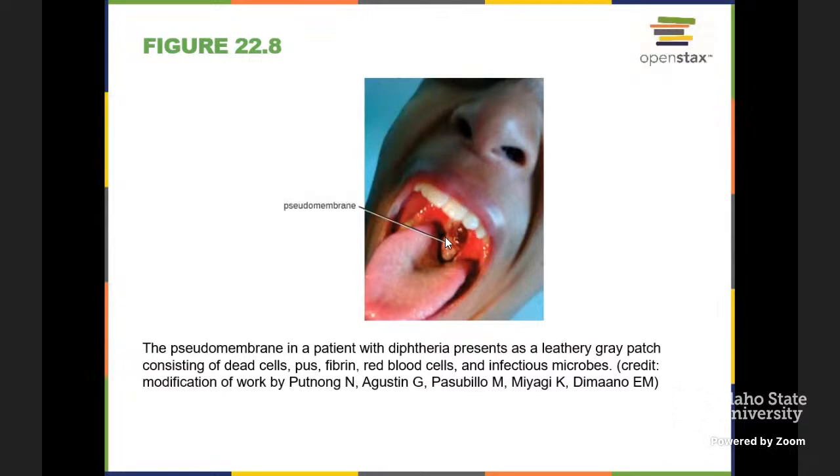All right. This next image looking at the back of the throat, what we're seeing here is called a pseudomembrane. Diphtheria, Corynebacterium diphtheriae is the bacterium. It creates this pseudomembrane. So dead cells, a lot of pus, neutrophils, all of these coming together to create these kind of grayish patches in the back of the throat or in the mouth.